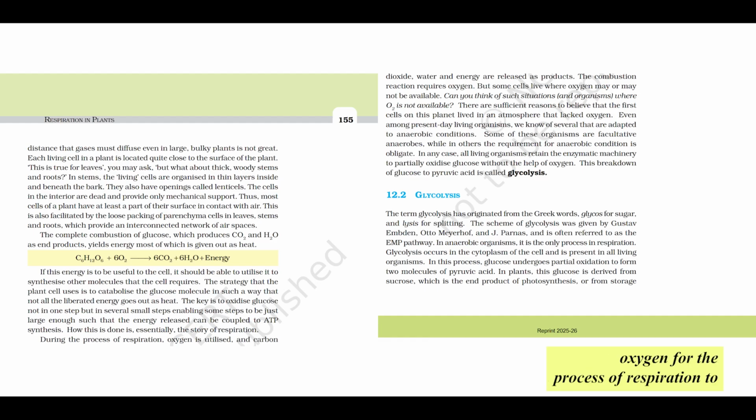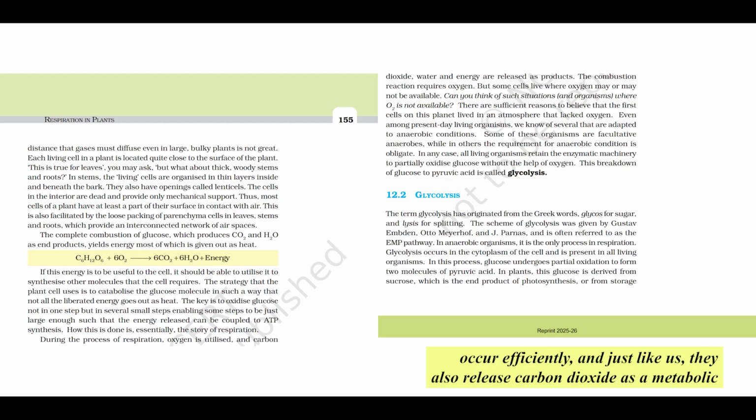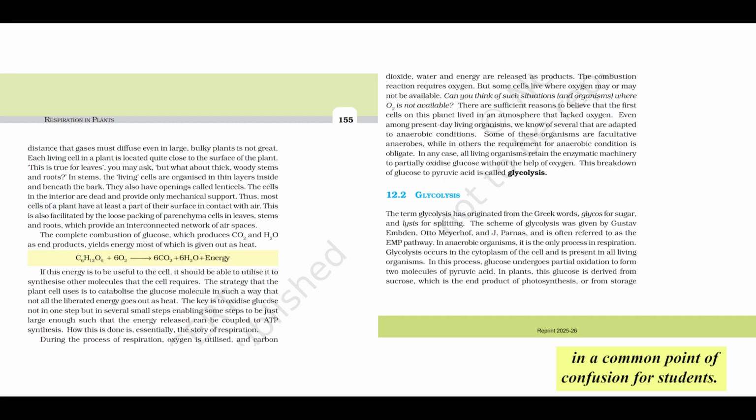Plants do indeed require oxygen for the process of respiration to occur efficiently, and just like us, they also release carbon dioxide as a metabolic byproduct. However, here's the crucial difference and a common point of confusion for students. Unlike complex animals, plants do not possess specialized respiratory organs such as lungs, gills, or even a sophisticated circulatory system for gas transport. Instead, they rely on much simpler yet highly effective structures for gas exchange with their environment.